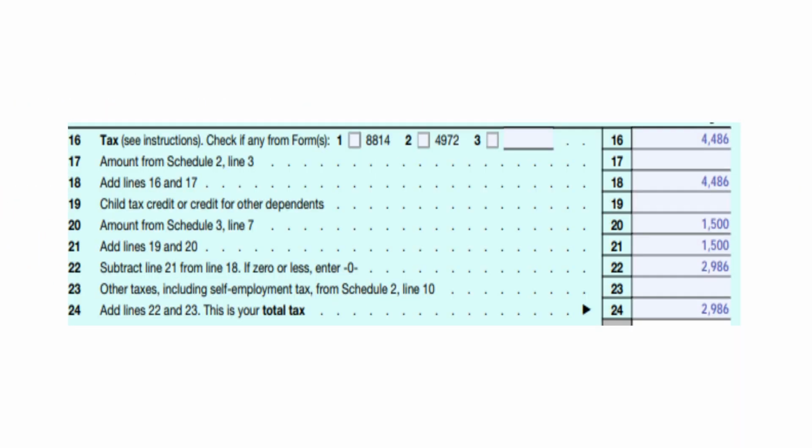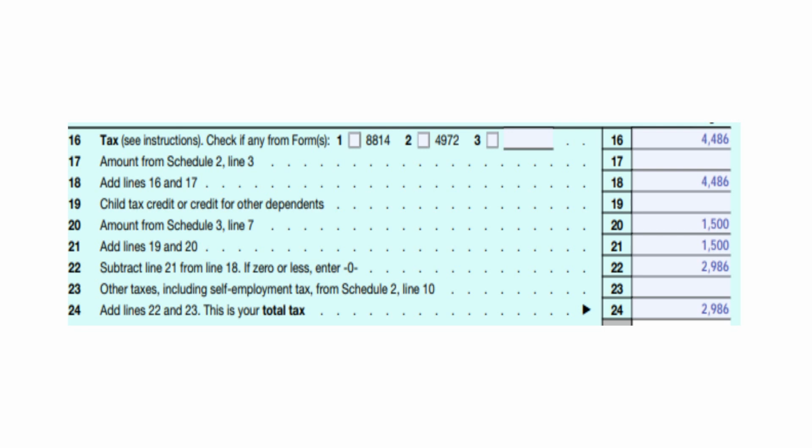Line 17 will be left blank as you do not have an amount from Schedule 2, line 3. An example of this would be alternate minimum tax. Add lines 16 and 17 together to arrive at $4,486 on line 18. Since you didn't have a child or other dependent, you will not have the child tax credit on line 19. I do have another video that does demonstrate this, and I will put the link at the bottom.